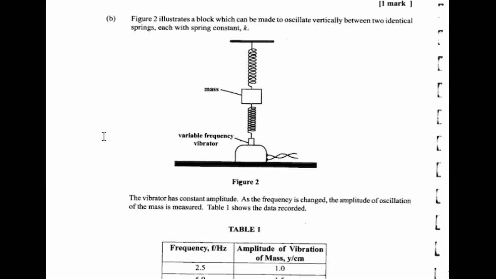This one is a very long one. Figure 2 illustrates a block which can be made to oscillate vertically between two identical springs, each with spring constant K. There's a diagram right there. The vibrator has constant amplitude. As the frequency is changed, the amplitude of oscillation of the mass is measured. Table 1 shows the data recorded.